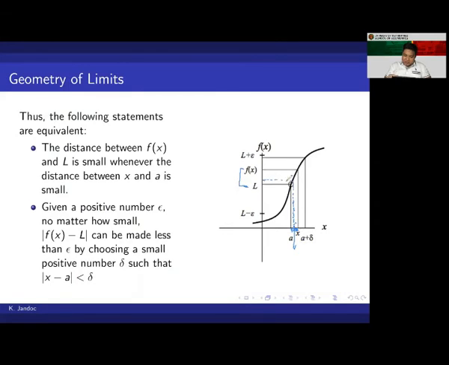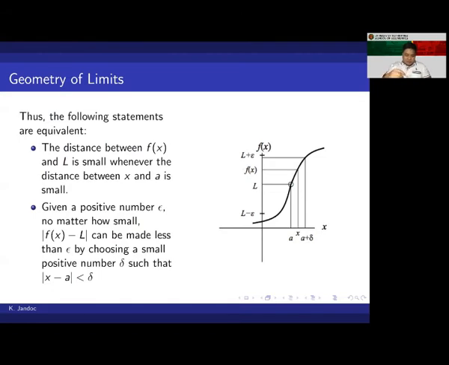then the distance of this new f of x, call it f of x1, this is x1 over here, I can make this distance between f of x and L smaller. So whenever I make the distance between x and a smaller, I can make the distance between f of x and L smaller. So that's the first statement here. The distance between f of x and L is small whenever the distance between x and a is small.